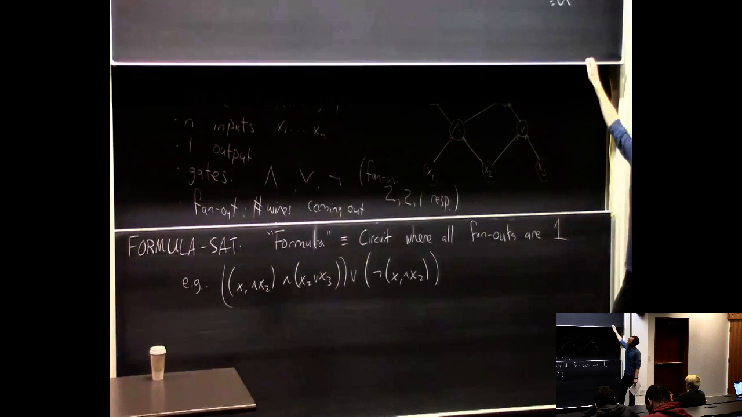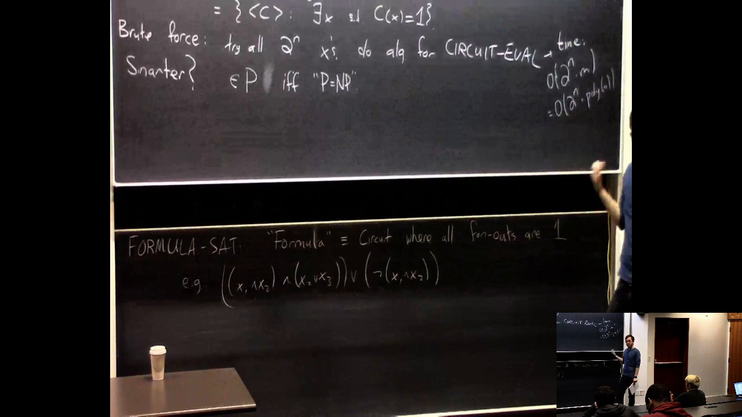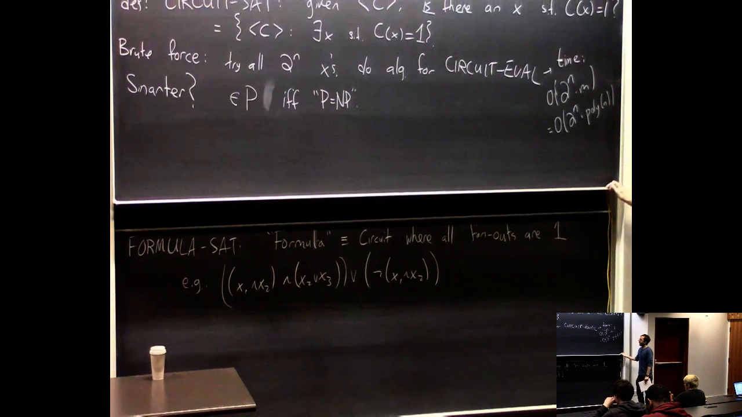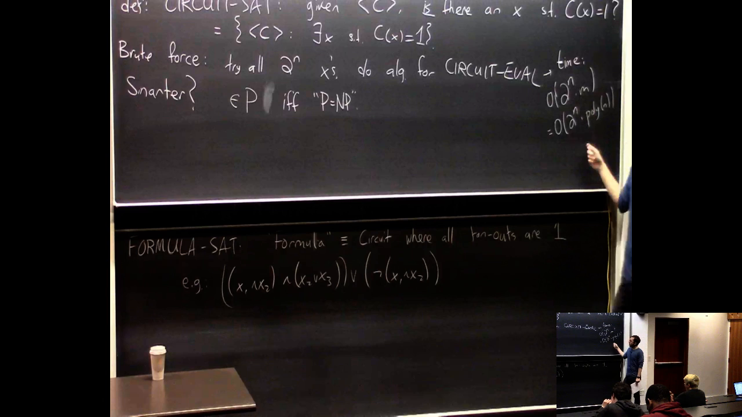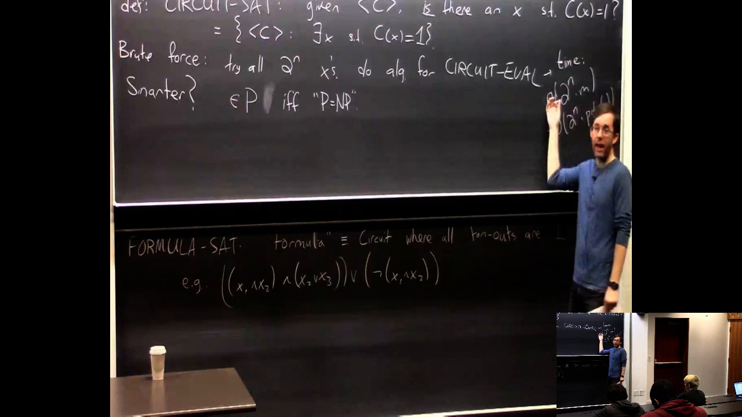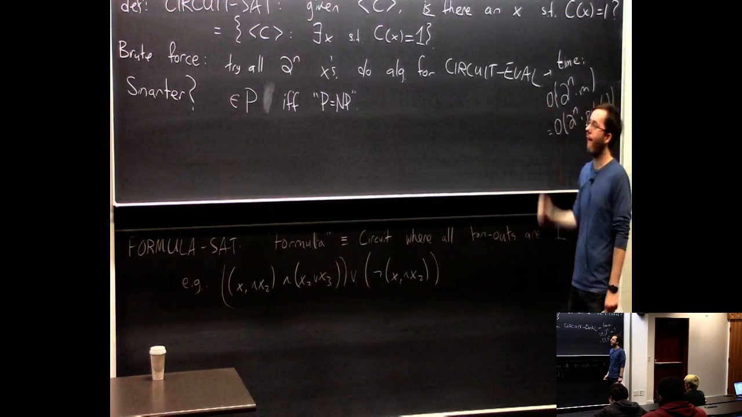Well, in any case, formula SAT is sort of a special case of circuit SAT. It's literally a special case because every formula is an example of a circuit. So this brute force algorithm for formula SAT still works just fine, order m times 2 to the n. Now, potentially it's easier, because it's a special case of circuit SAT. But as it happens, we still don't know any algorithm better than this for formula SAT.